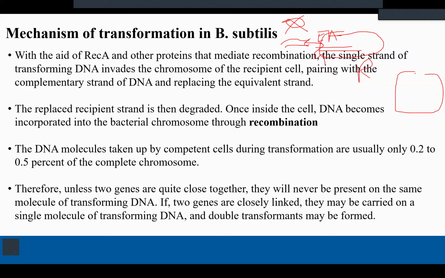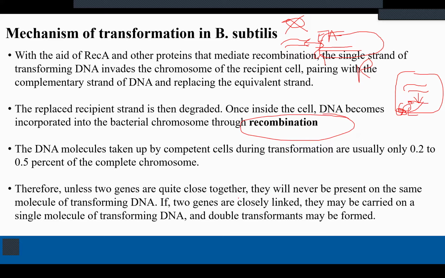So now I have a cell which has a double-stranded DNA. The double-stranded DNA is now going to be broken down into single-stranded DNA using the endonuclease enzyme. Once they are inside, they are protected with the help of REC-A. The REC-A protein is now going to help the single-stranded DNA integrate into the host genome. So they'll get integrated and recombination occurs.